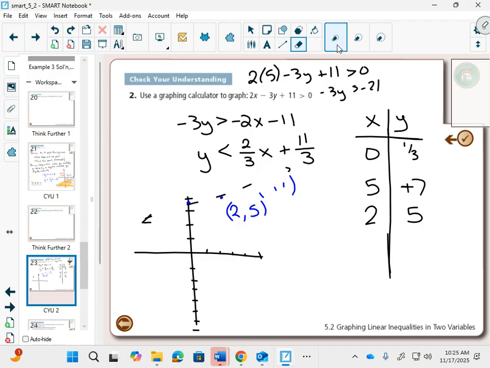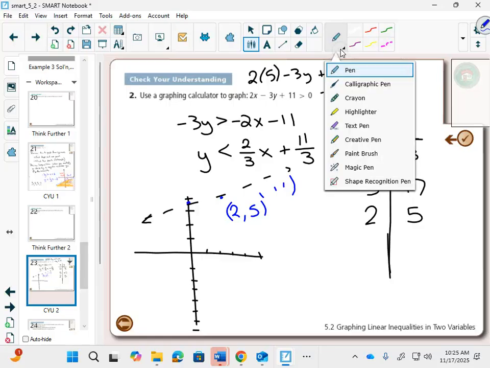I have to take out my eraser. And I think I erased too much. Let's add a dot there and one there. Will I shade above or will I shade below? Y is less than. So we'll shade below.